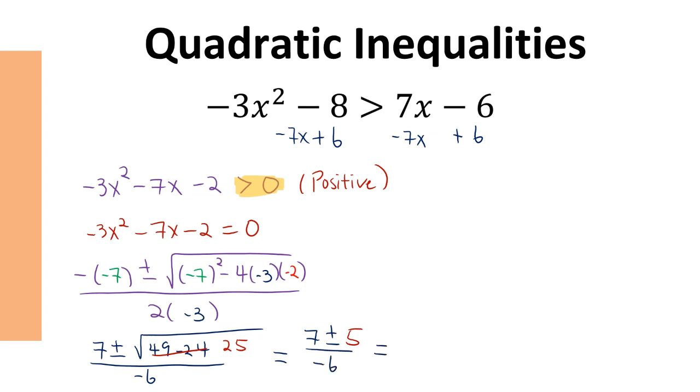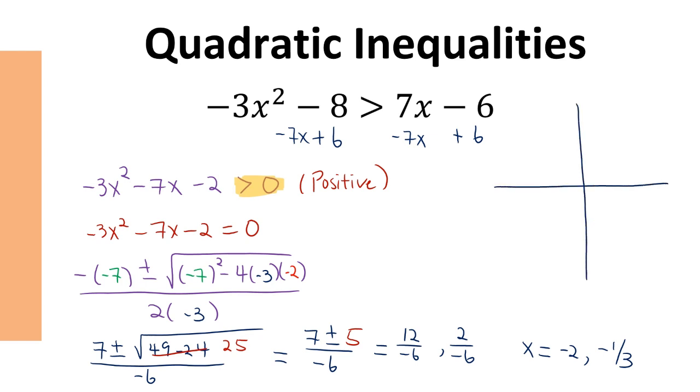This is the same thing as 7 plus 5, which is 12 over negative 6, and 7 minus 5, which is 2 over negative 6. And so the roots for this parabola are at negative 2 and negative 1/3. Now that I know my roots, I can graph this parabola. My roots are located at negative 1/3 and negative 2.